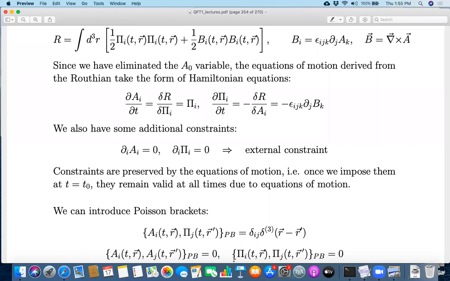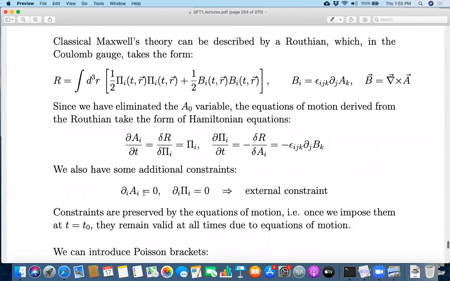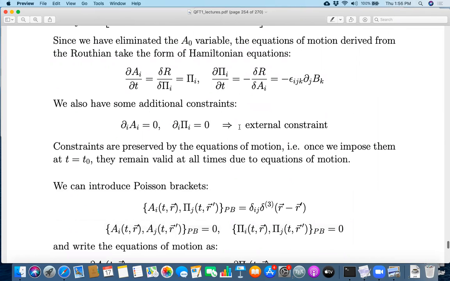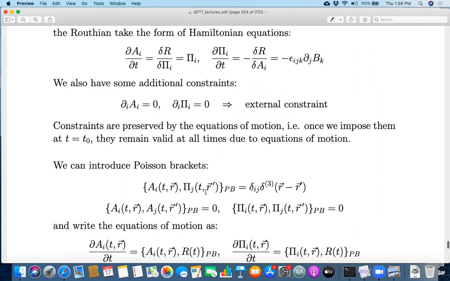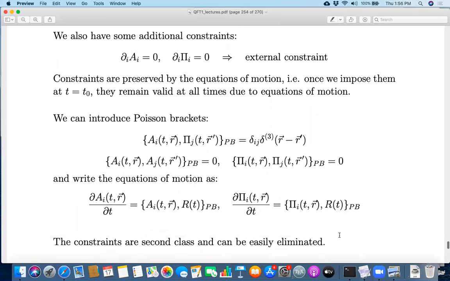Okay. So from now on, we are going to treat Maxwell's system in this way, that it's described by this Routhian together with these two conditions. And now, because the Routhian is the same as the Hamiltonian, the equations that we see here are the same as the Hamilton's equations. We can introduce Poisson brackets. So we think of A and pi as the conjugate variables. And of course, the A Poisson bracket is 0, the pi Poisson bracket is 0. And using these, we can write the equations of motion in the standard Hamiltonian form. Namely, del A_i del t is the Poisson bracket of A_i with the Routhian, and del pi_i del t is the Poisson bracket of pi_i with the Routhian. This is the standard Hamilton's equation.